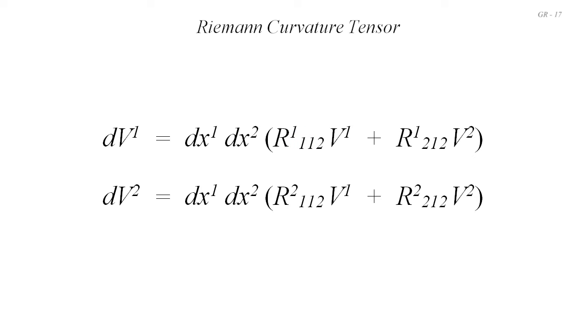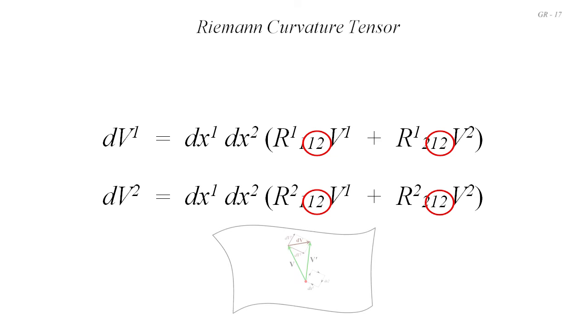Finally, we've already said that the last pair of the lower indices, 1 and 2 in this case, are common to all things in this particular situation. They are the same for each of these coefficients and represent the fact that the parallel transport took place around the infinitesimally small parallelogram dx1, dx2.